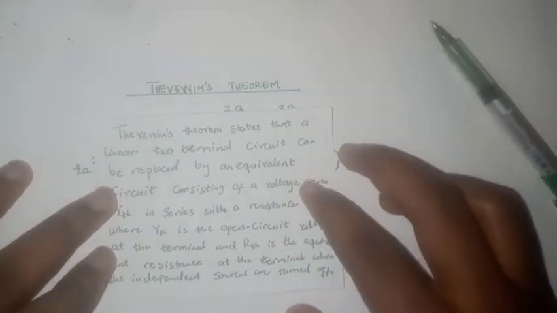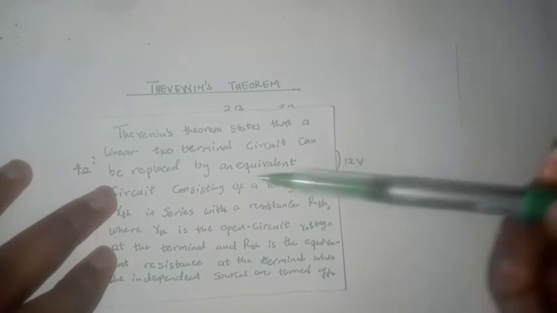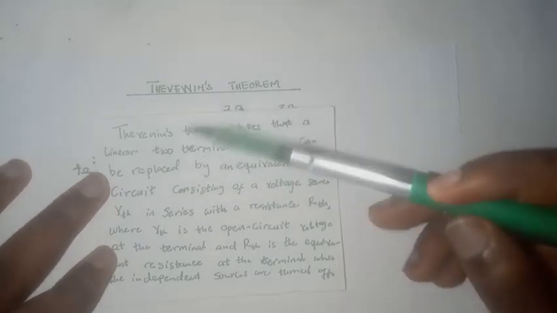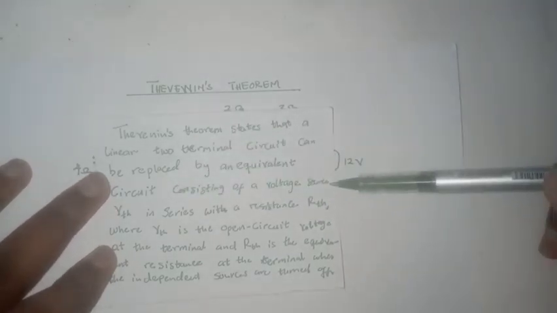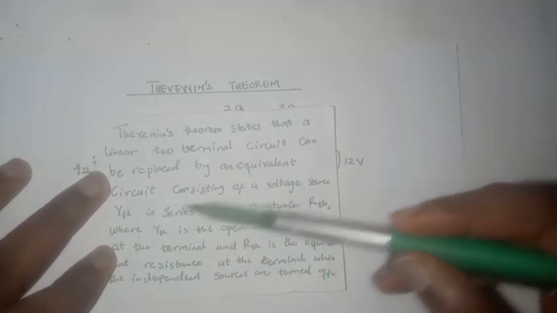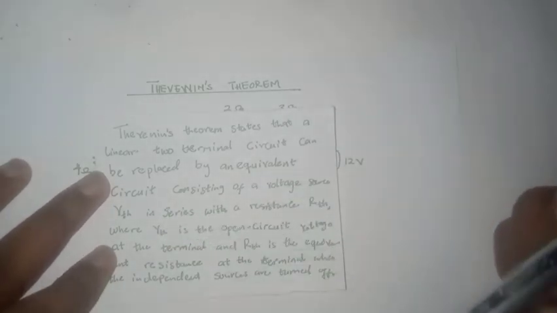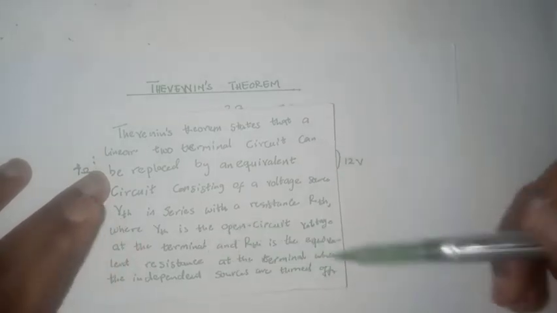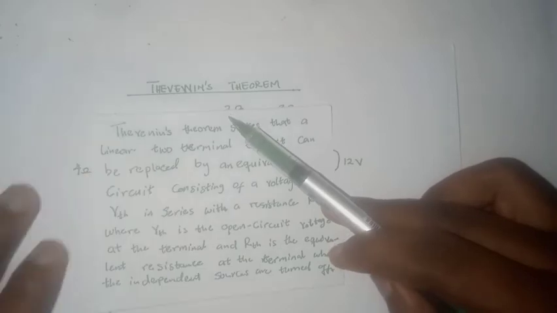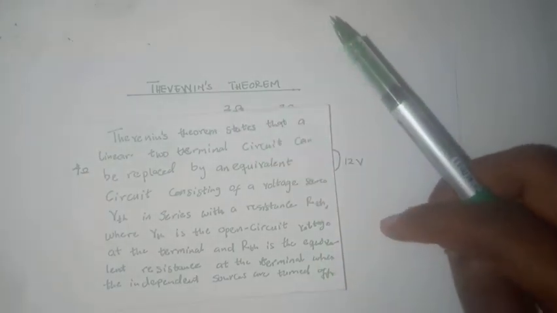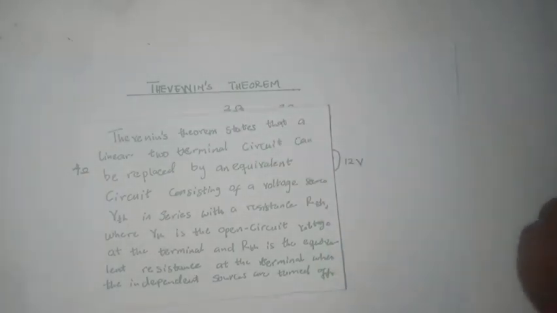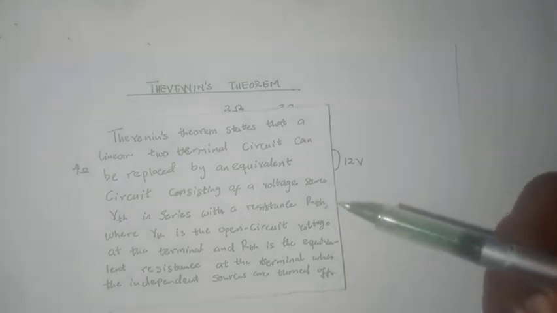Well, Thevenin's theorem states that a linear two-terminal circuit can be replaced by an equivalent circuit consisting of a voltage source, VTH, in series with a resistance, RTH, where VTH is the open circuit voltage at the terminal and RTH is the equivalent resistance at the terminal when the independent sources are turned off.